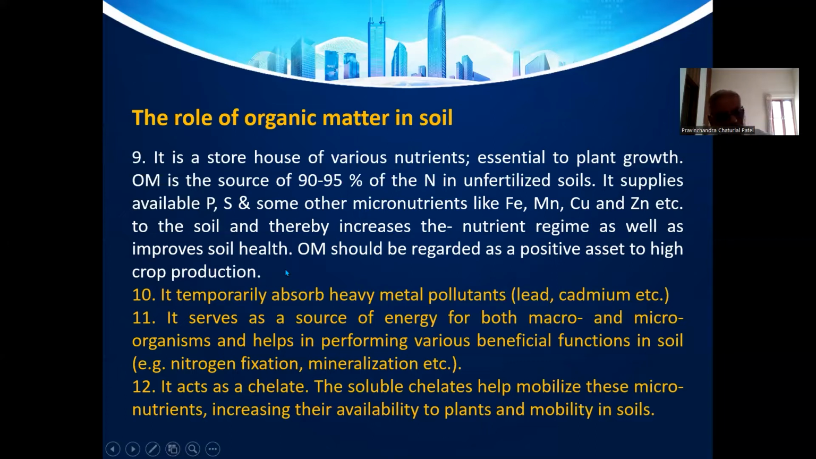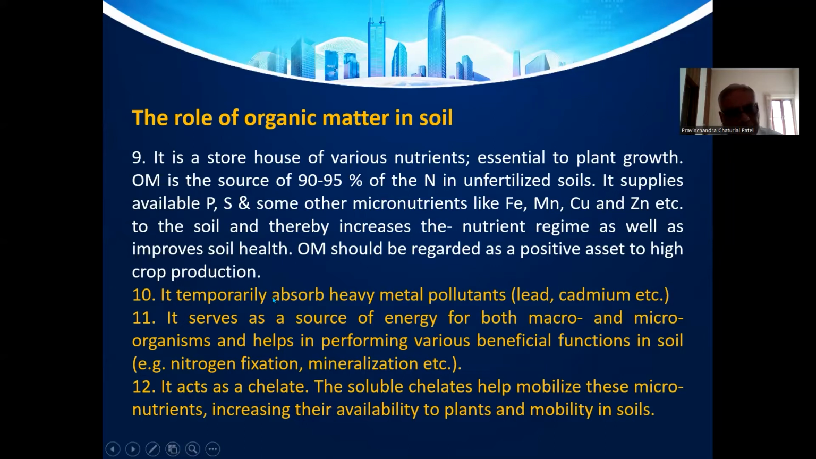And therefore, you know that every year or every alternate year, the farmers are applying 5 to 10 tons per hectare of well decomposed farmyard manure or compost in their soil.